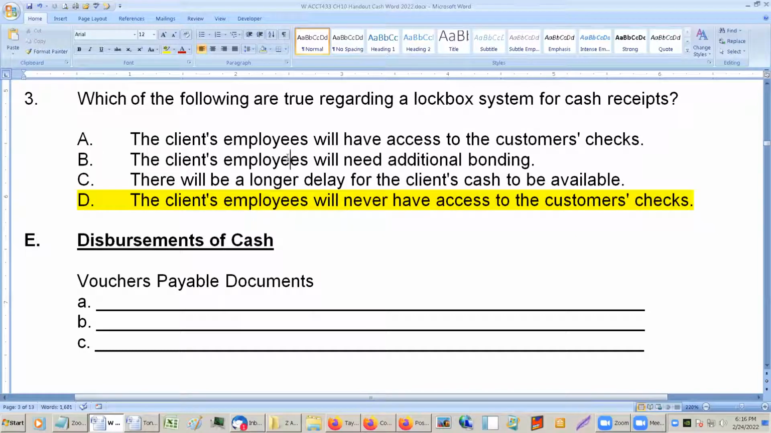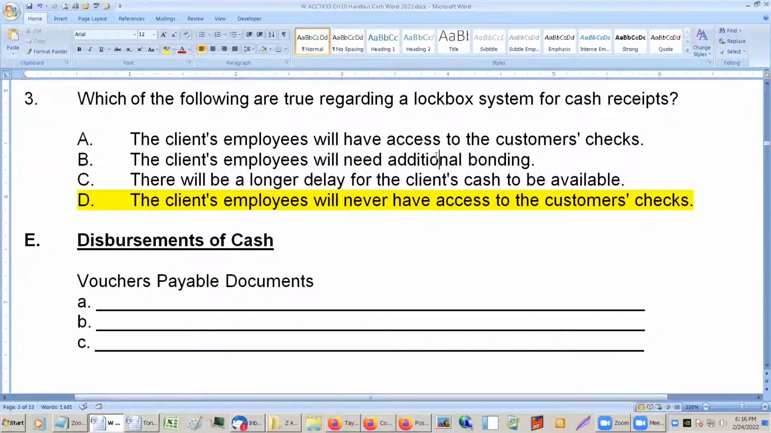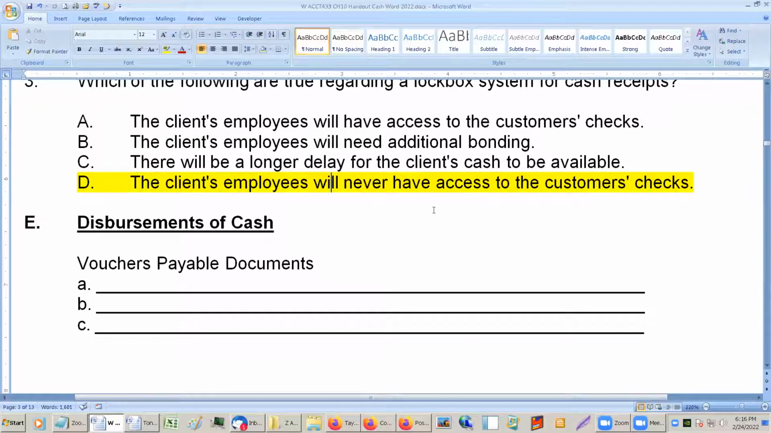Nope. They'll need additional bonding? They won't need bonding. There's no cash. They won't be handling cash, or the people in the mailroom or whoever opening up won't need to be bonded because they're not opening them. It'll be a longer delay? It'll be shorter. You don't have to make the deposit slips and all that, and have someone run over to the bank. And the clients, employees will never have access to the customer's cash.